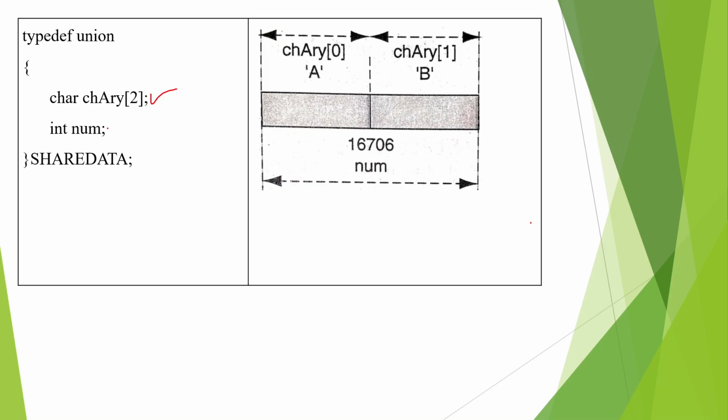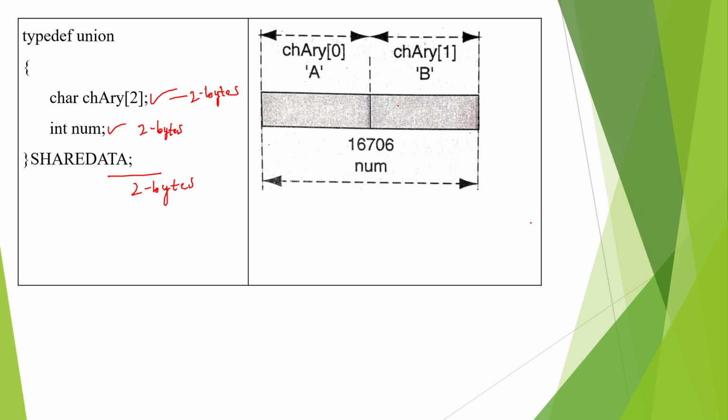This is a character array and this is an integer num. Assume it is a 16-bit compiler, so the integer num will consume only 2 bytes of memory, and the character array of 2 elements will also consume 2 bytes. The maximum required is 2 only, so it will allocate only 2 bytes, as you can see here.